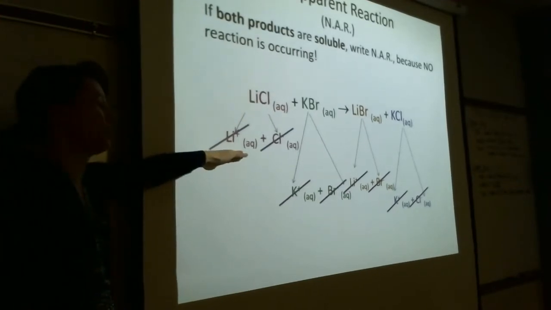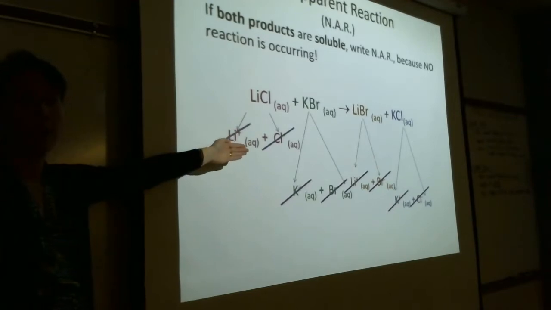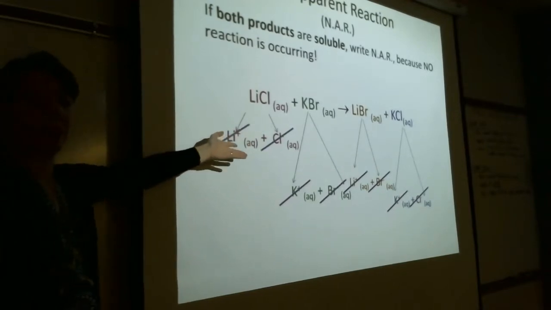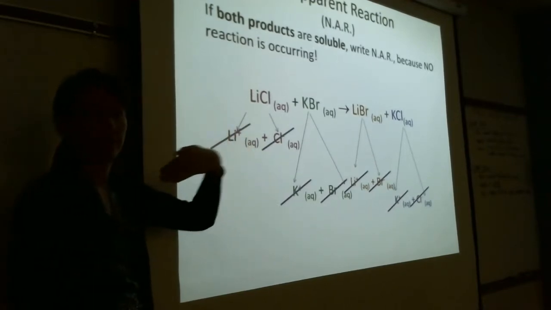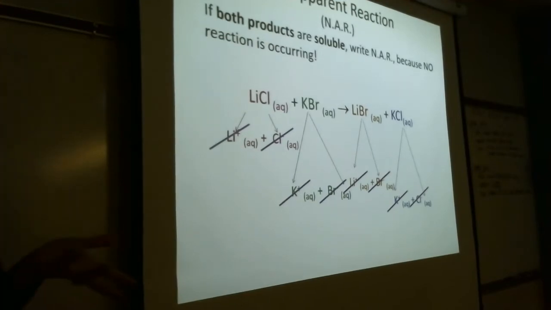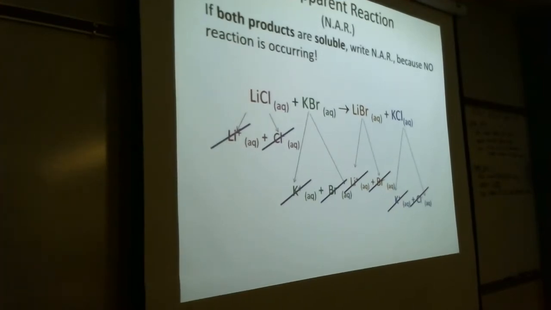You can go another step and you can do the complete ionic, but I think it'd just be kind of a waste of your time, right? Because everything's going to cancel. You're not going to have a net ionic equation to write. So we call this no apparent reaction. It occurs when both products are soluble. There's nothing happening. You're just making a solution. Bunch of ions floating around. Nothing precipitating out. Nothing meaningful happening. Does this make sense?